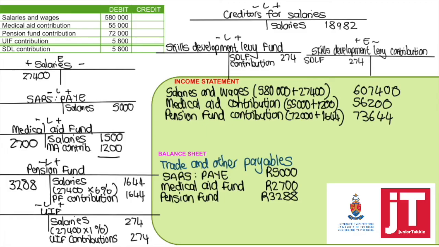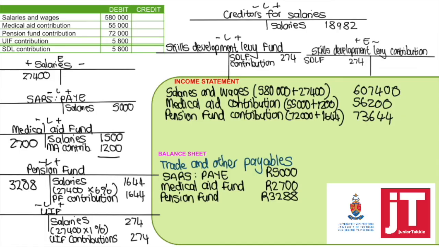The medical aid contribution and the medical aid fund. The total for the medical aid fund was 2,700. It consists out of the deduction plus the contribution. And in my income statement from the pre-adjustment trial balance, 55,000 plus 1,200. New total, 56,200. Pension fund consists out of deduction plus contribution.